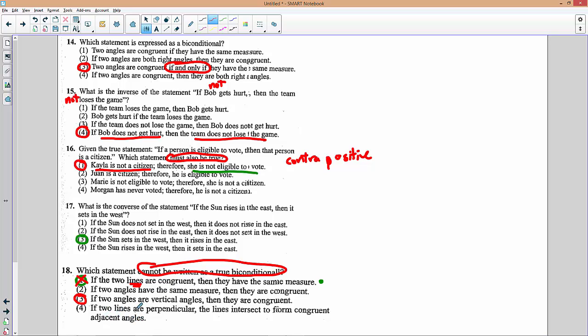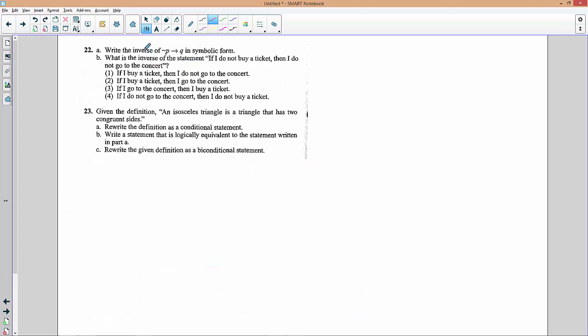Okay, and number 4, if 2 lines are perpendicular, then the lines intersect to form congruent adjacent angles. Like that. And if 2 lines intersect to form 2 congruent adjacent angles, that would also mean the lines are perpendicular. Okay, so this is fine too. So the answer is really number 3. However, choice number 1 had a flaw in it. So just a weird problem. Okay, 22.